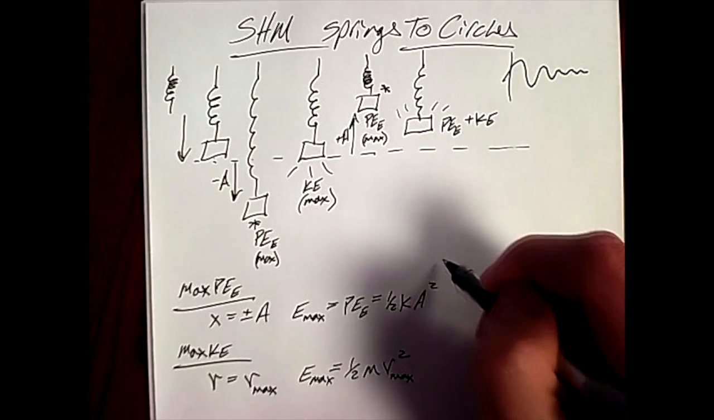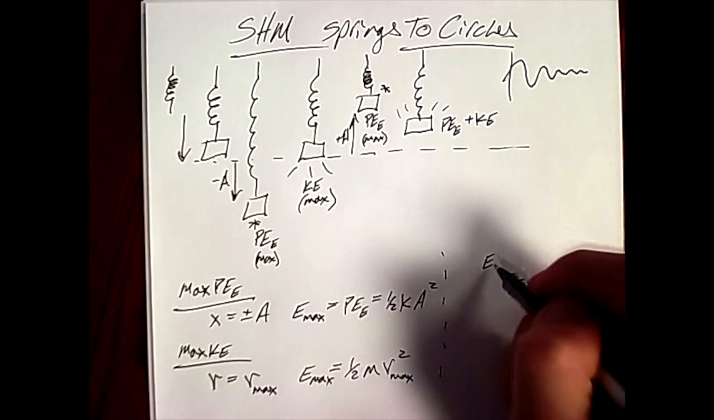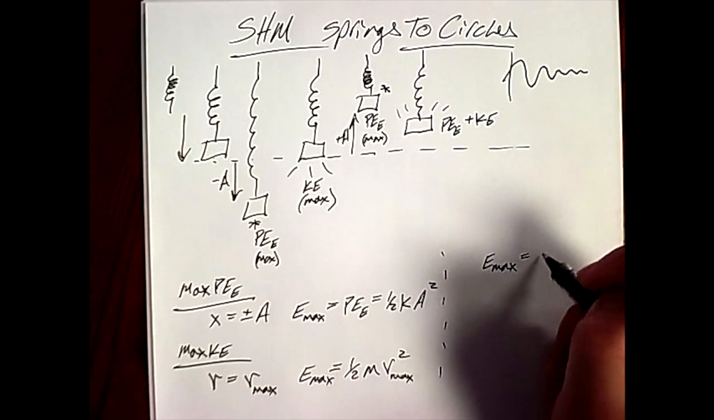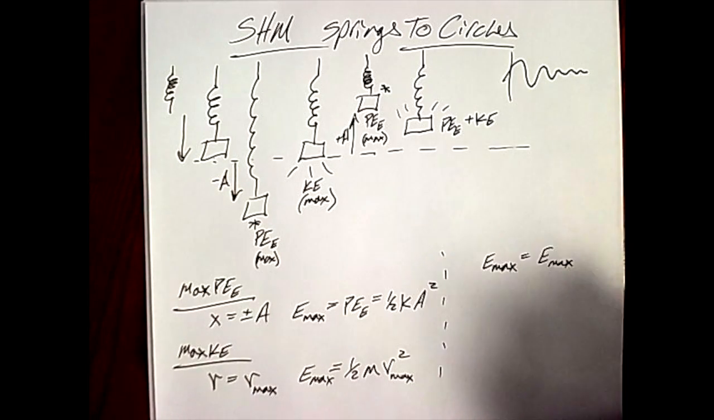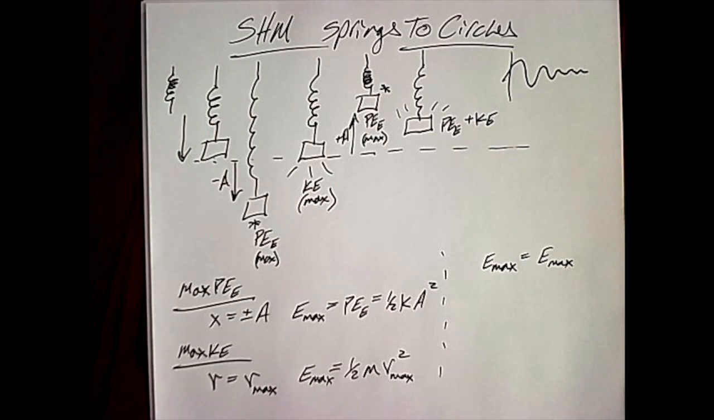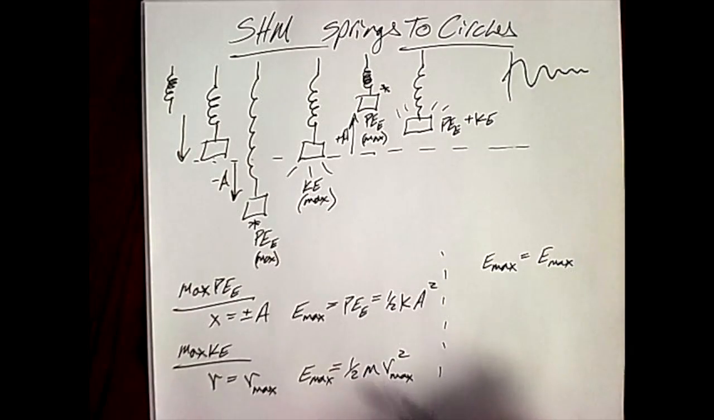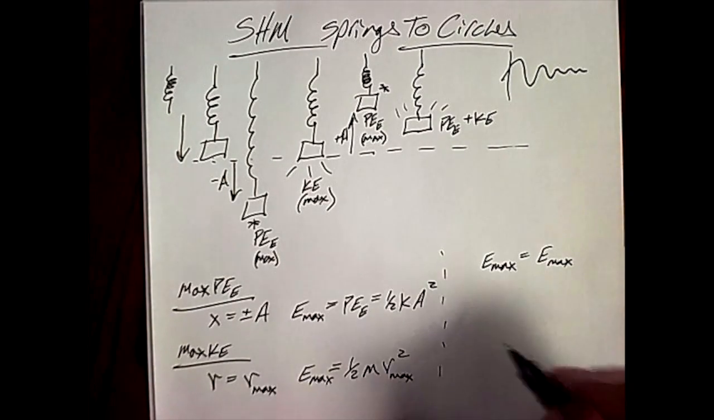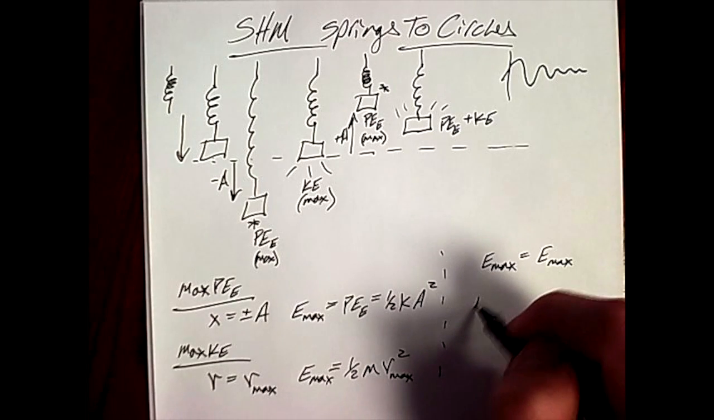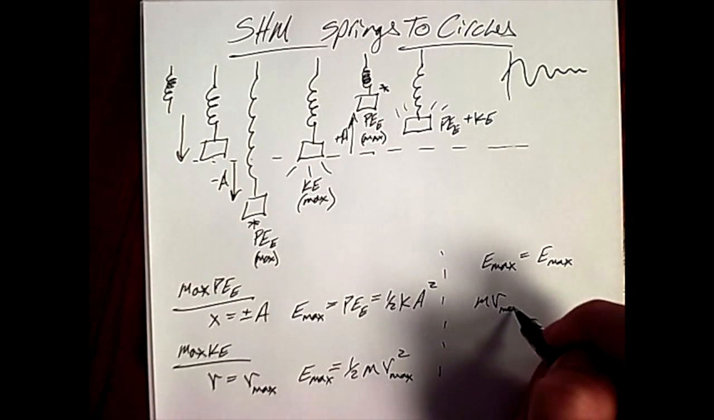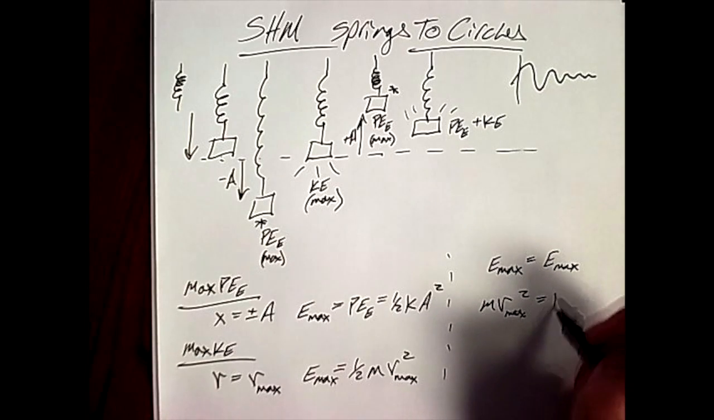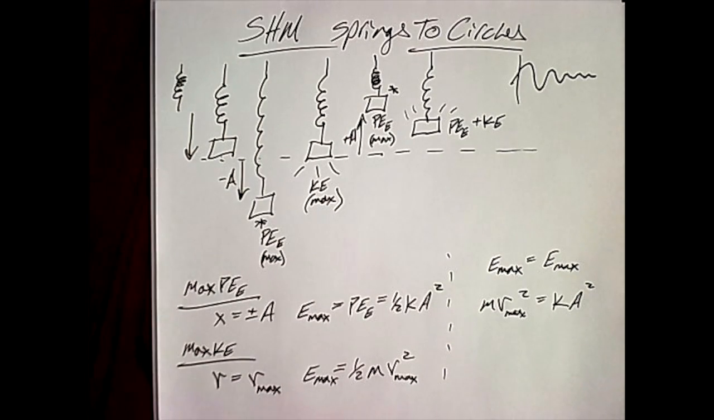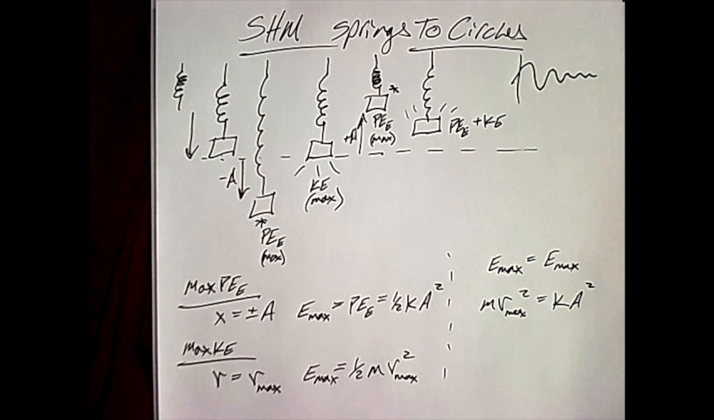So therefore, if E max equals E max, because the total energy of a system is conserved, then these two things can be equal to one another, right? The potential energy at the maximum amplitude can be equal to the kinetic energy at the equilibrium position. So we're just going to set these two equations equal to one another. So mV max squared is equal to kA squared, and drop the halves because they're common to both sides.